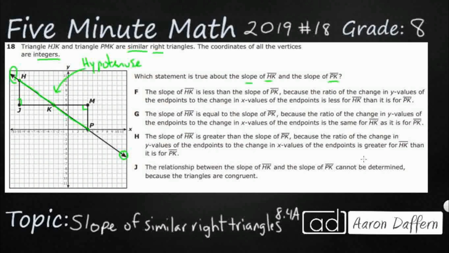So when we're looking at the slope, remember our slope is the rise over run. So that's the change in y over the change in x. If you want to get technical, you look at your y coordinates, you subtract them. You look at your x coordinates and you subtract them. So let's look at HK first. The slope of HK is going to equal these y coordinates.